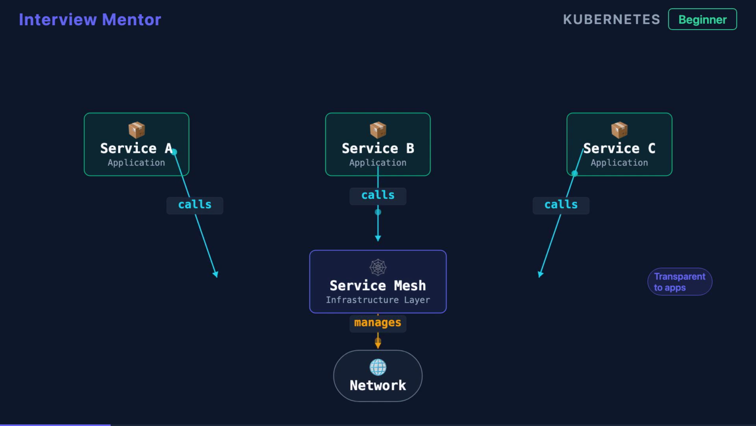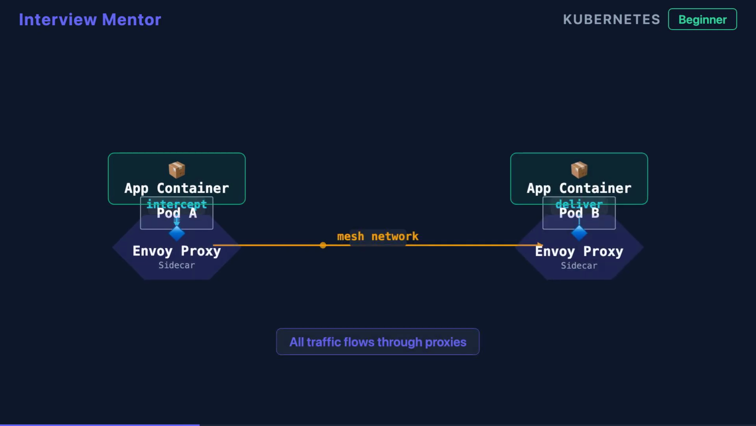Instead of each service managing its own network calls, retries, and timeouts, the service mesh does this work transparently. It's infrastructure, not application code, which means your developers can focus on business logic while the mesh handles the complexity of distributed networking. The magic happens through the sidecar proxy pattern.